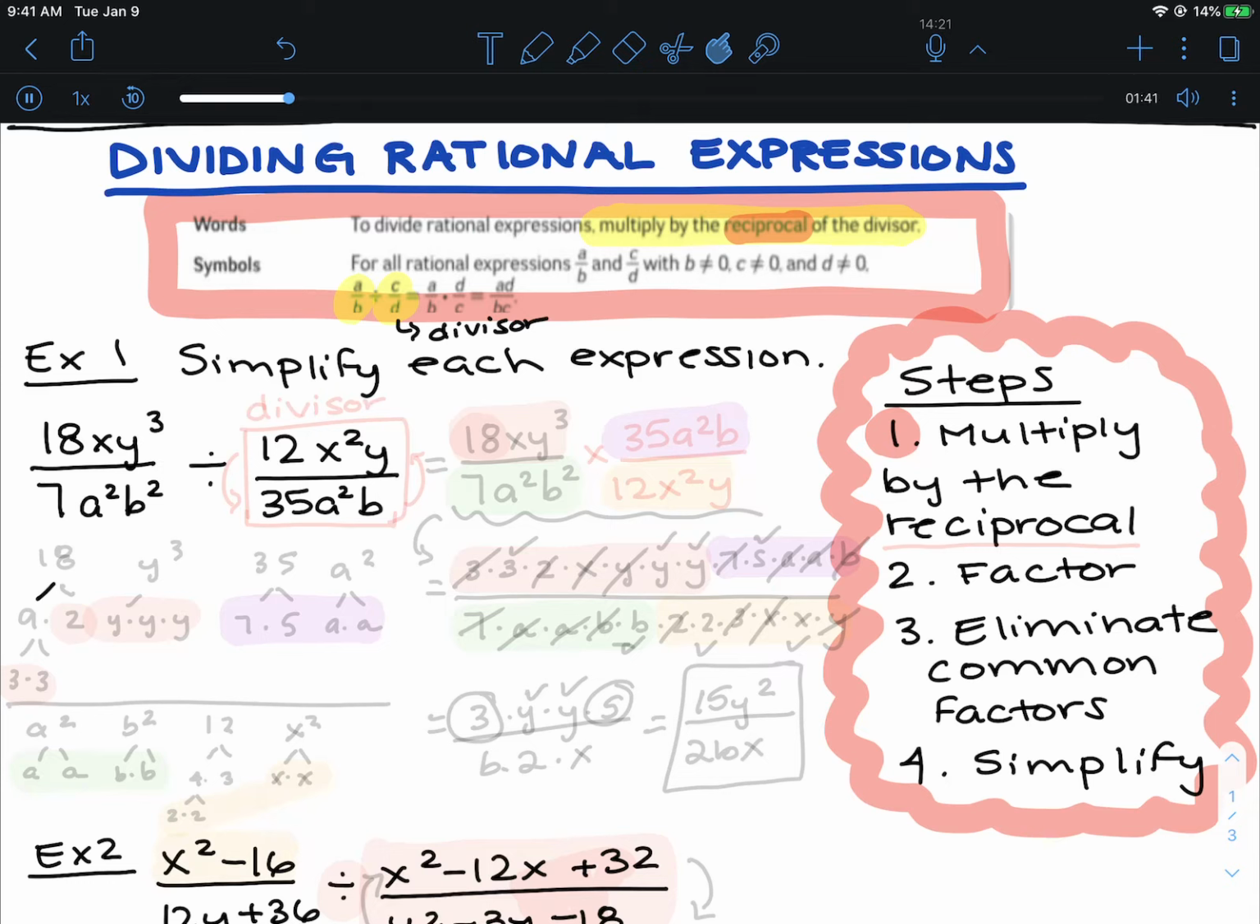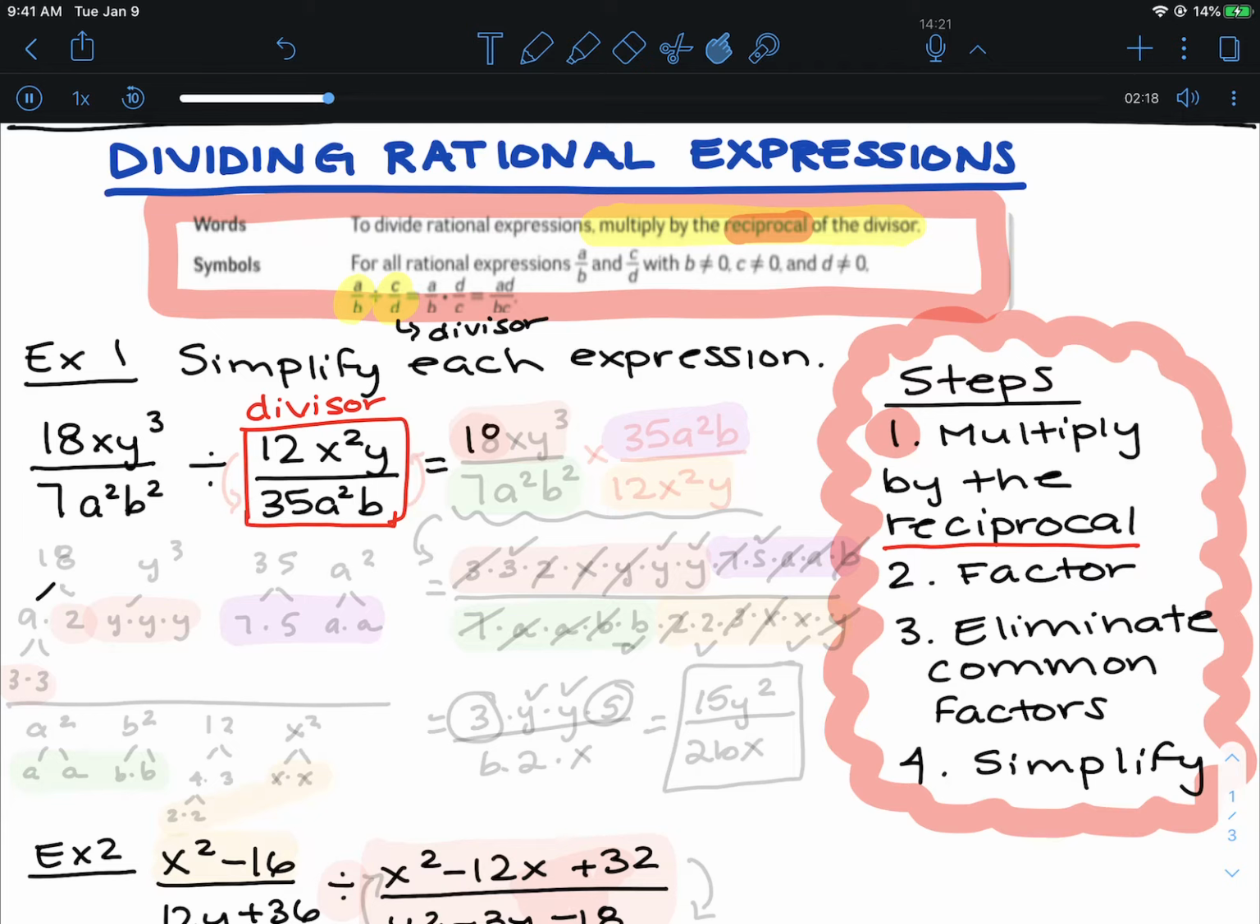So if I look at example number 1 right here, I have 18xy cubed divided by 7a squared b squared, which is now going to be divided by 12x squared y divided by 35a squared b. This right here is our divisor, this whole fraction. Which means that step 1 says to multiply by the reciprocal. I need to do the reciprocal of the divisor, which means that now this problem is going to get turned to a multiplication one.